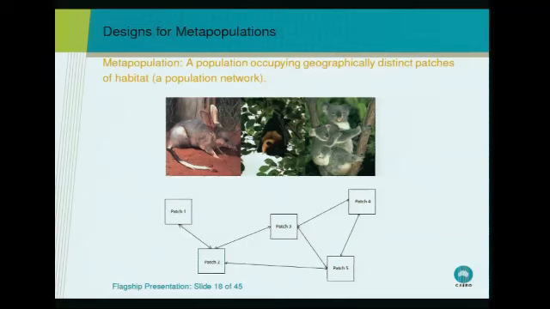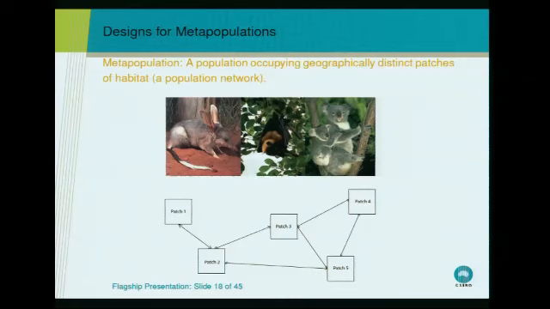As a second example, I'll discuss where we can compute the information matrix numerically exactly, and I'll talk about designs for metapopulation. So a metapopulation is a population network or a population occupying geographically distinct patches of habitat.